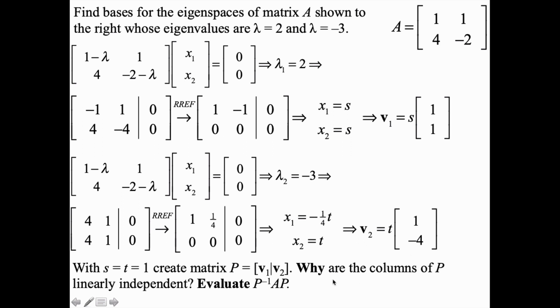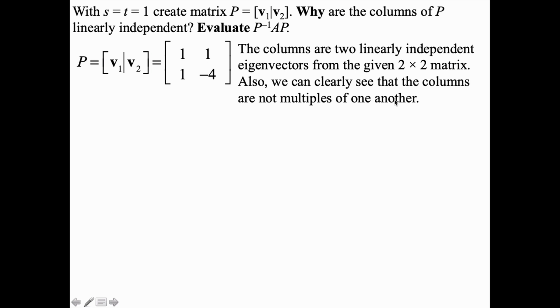Important questions to keep in mind. Why are those columns linearly independent? Well, if you look at them, you can clearly see that neither of them are multiples of one another. So clearly those two are linearly independent, as they should be, since they come from different eigenvector families.